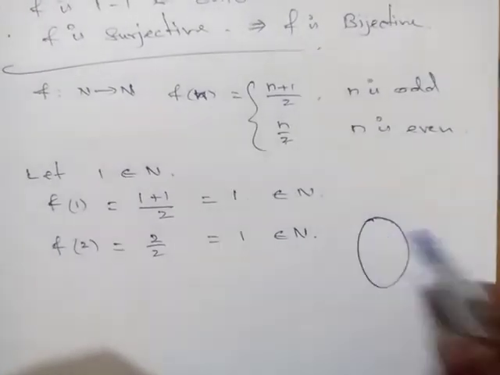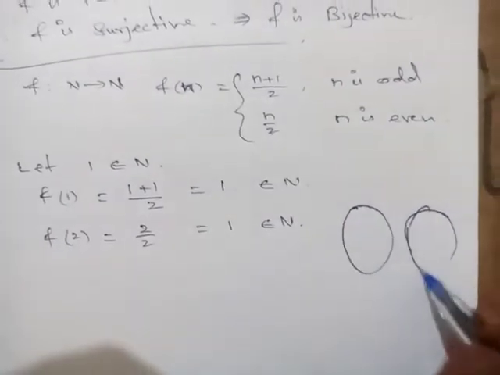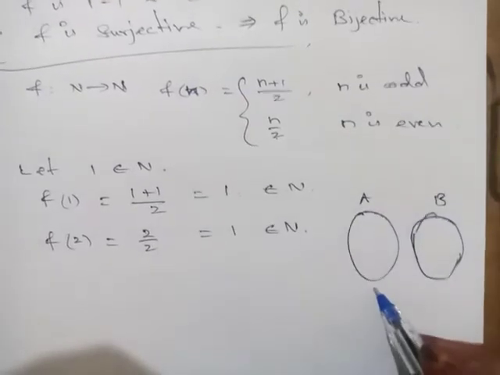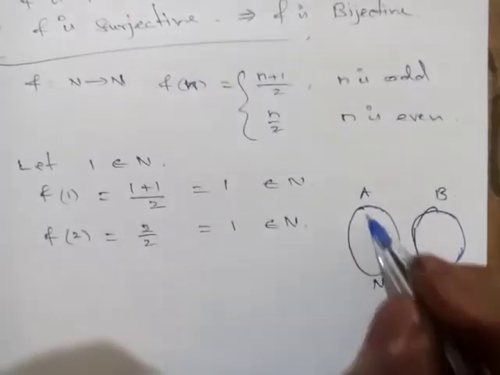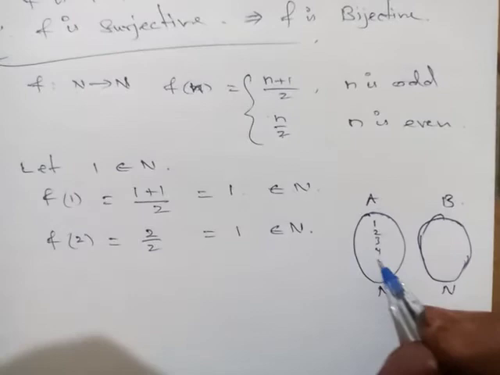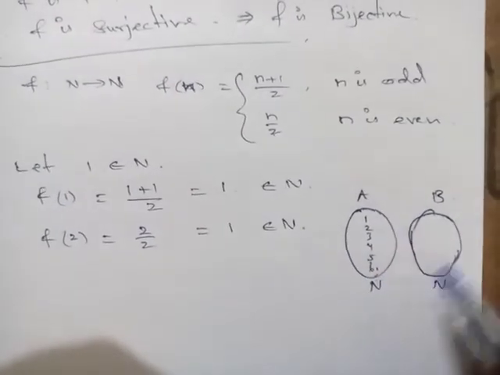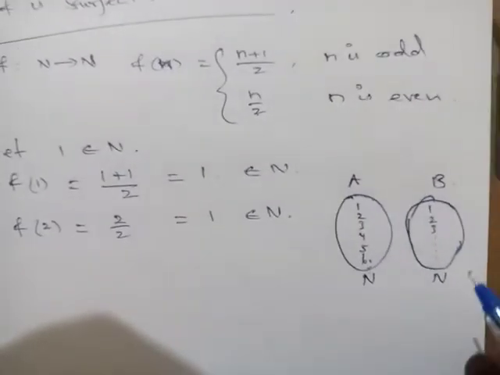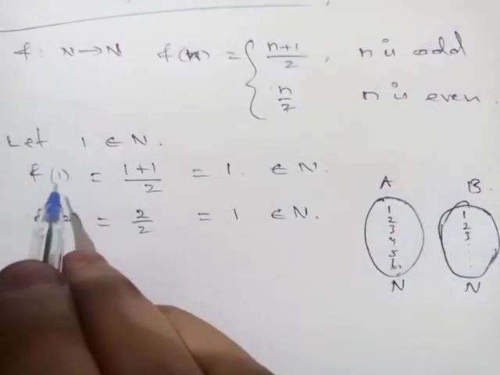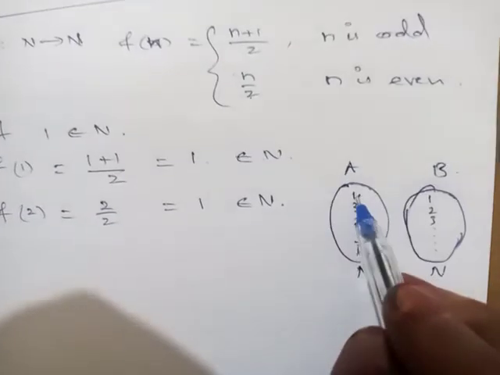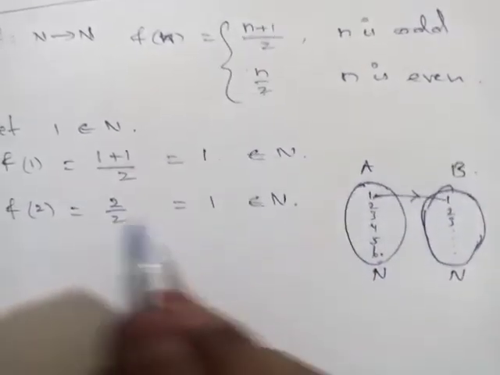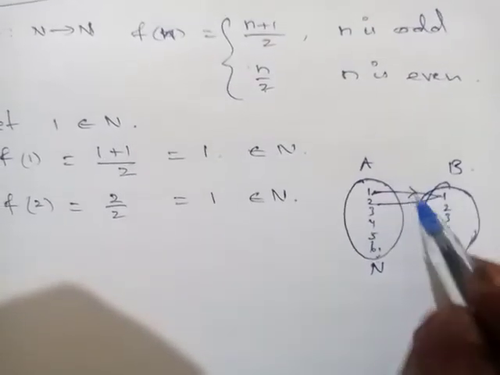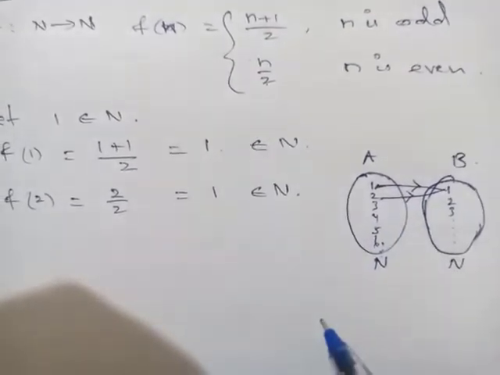Just consider this arrow diagram, you will get a clear idea. For example, this is set A and this is set B. This also natural numbers, this also natural numbers. So 1, 2, 3, 4, 5, 6 and so on, it goes on. Here also 1, 2, 3, 4, 5, 6 and so on. So for the first element 1, it goes to 1. The second element 2 also goes to 1. So what is this? Many-one function, right?